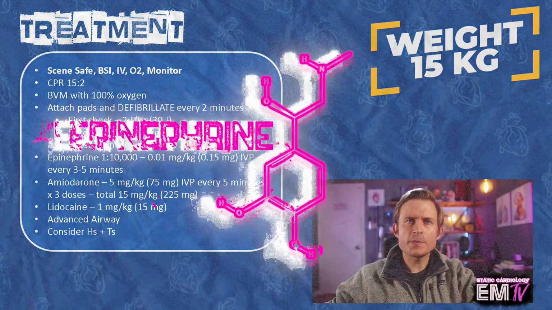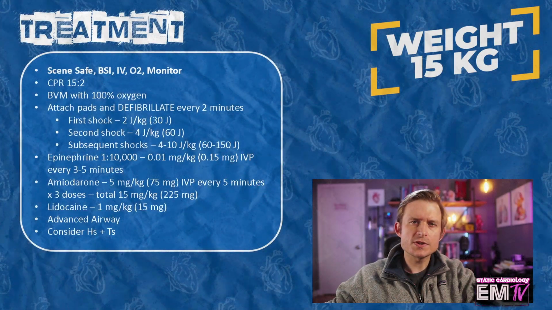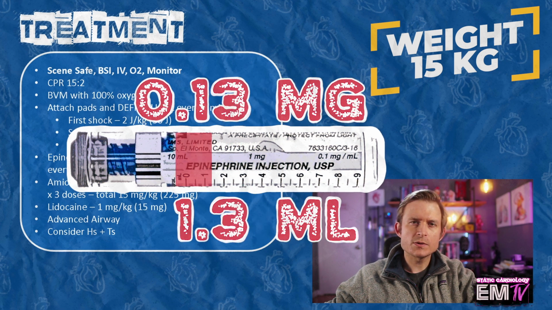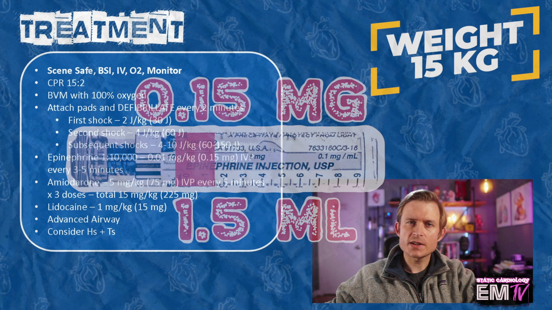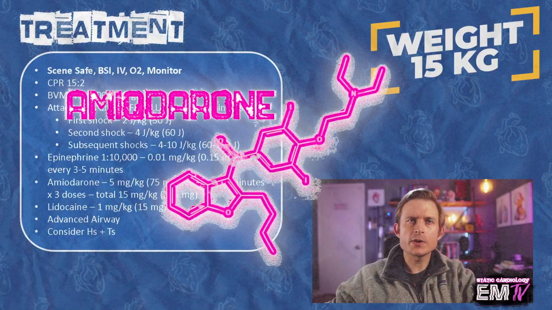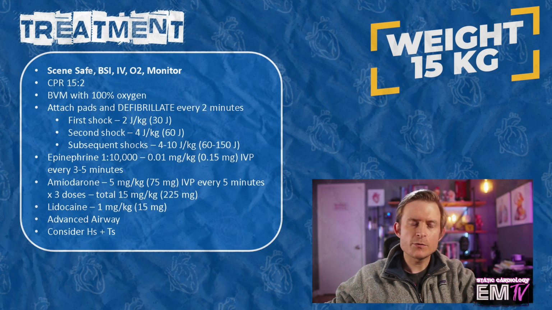Medication-wise, I'll be administering epinephrine to this patient, the 1 to 10,000 concentration, and this will be dosed at 0.01 milligrams per kilogram. So based on this patient's weight of 15 kilos, they'll be receiving 0.15 milligrams IV every 3 to 5 minutes. On a typical amp of epinephrine, this will work out to 1.5 milliliters. My second-line medication, which can be given for pulseless VTAC, will be amiodarone. This will be dosed at 5 milligrams per kilogram. Based on her weight, this will be 75 milligrams, given IV push every 5 minutes for a maximum of 3 doses. And usually, this is given in between doses of epinephrine.